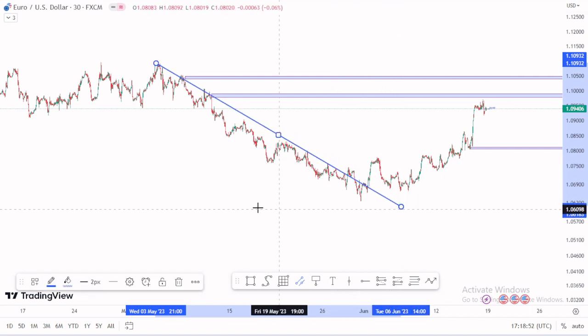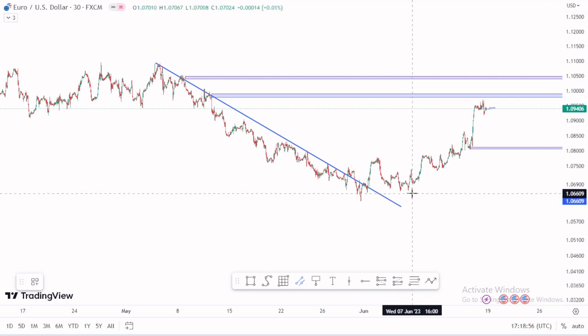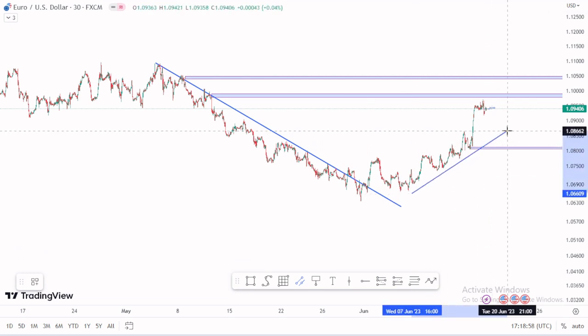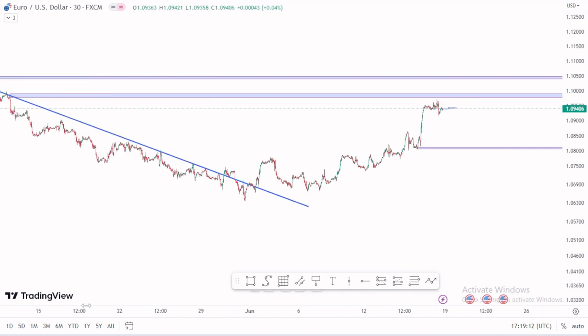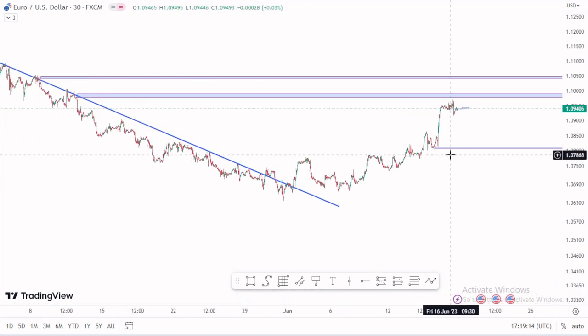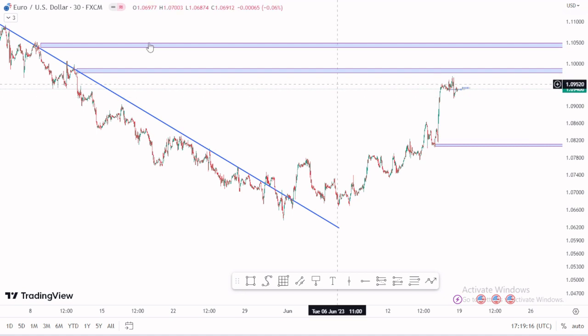So currently we saw that the DXY is moving down. So here you can see that the Euro USD is moving upside. That's what we call negative correlation. But if you find assets moving in the same direction, let's say the gold and the DXY moving in the same direction, consider that to be a positive correlation.